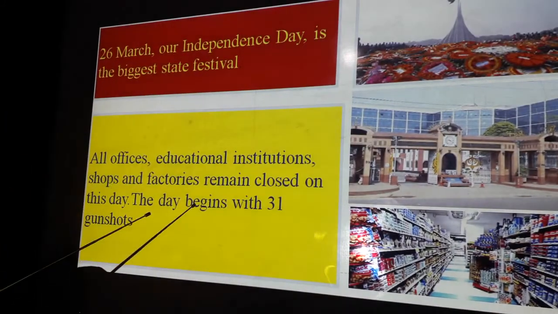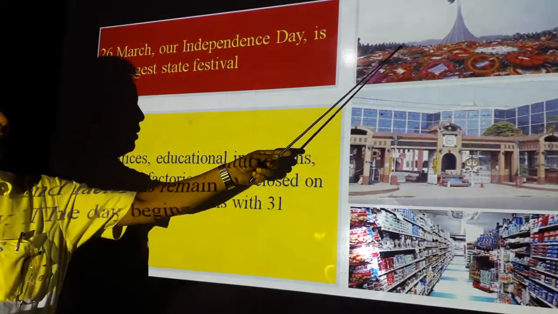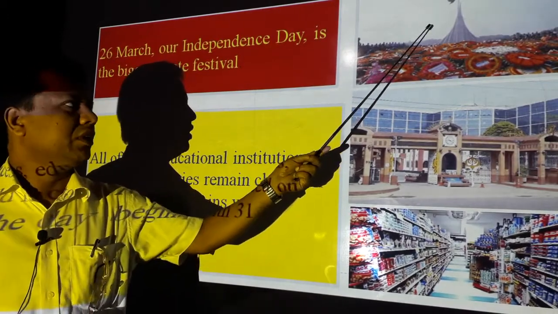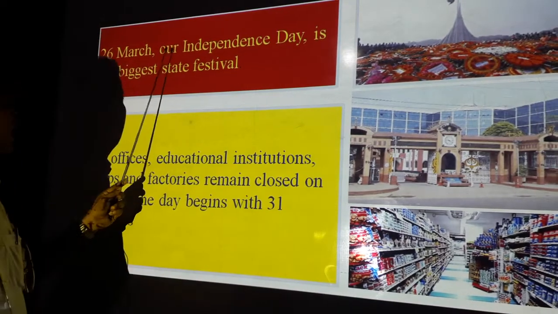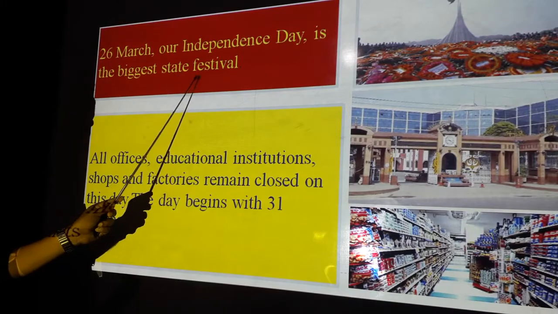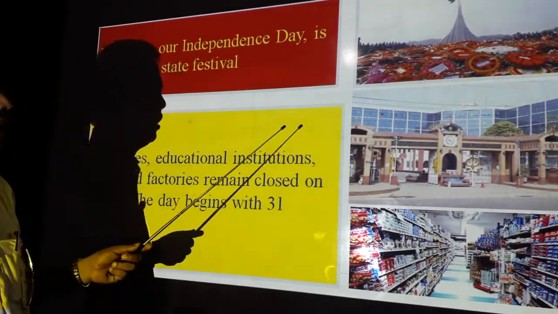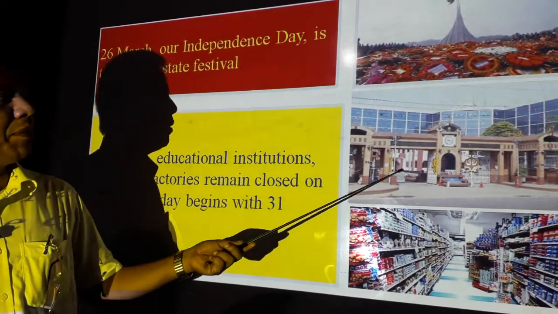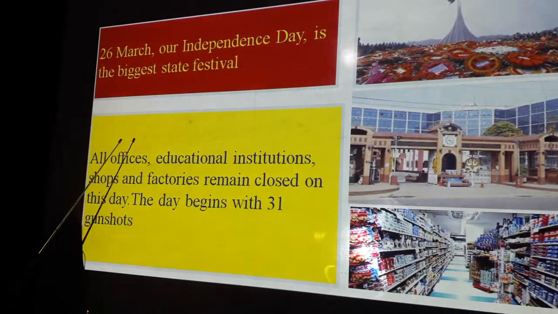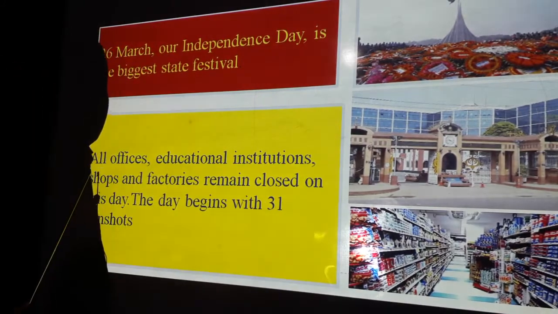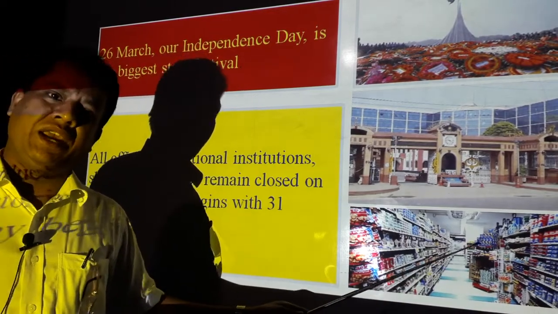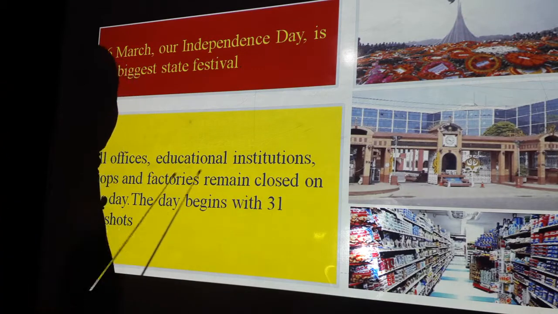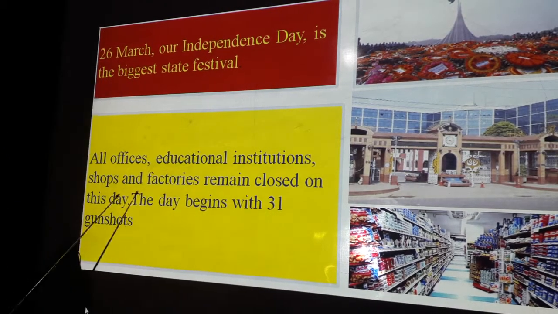Next, my dear students, look at the picture. When we see the picture, at the same time we can guess that this is the picture of the National Memorial. 26 March, our Independence Day, the biggest state festival. We have already learned it when we learned the question answers. Second picture, this is the picture of an office. I mean, this is the picture of the Metropolitan Police office. All offices, educational institutions. In the third picture, we see a mega shop. Now I read out: shops and factories remain closed on this day. The day begins with 31 gun shots.